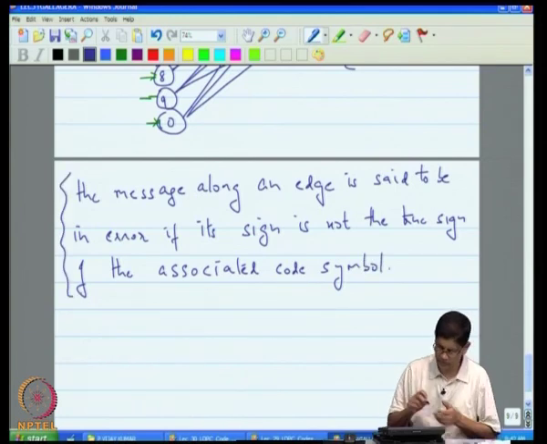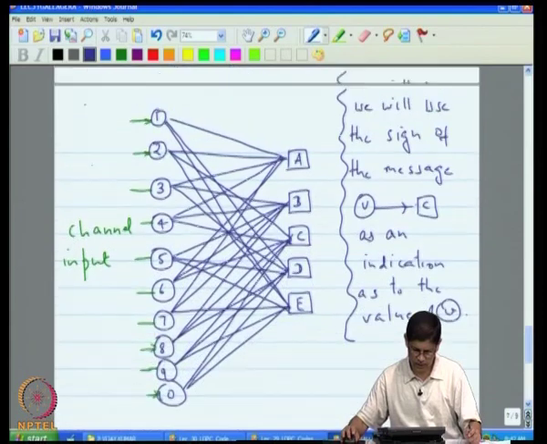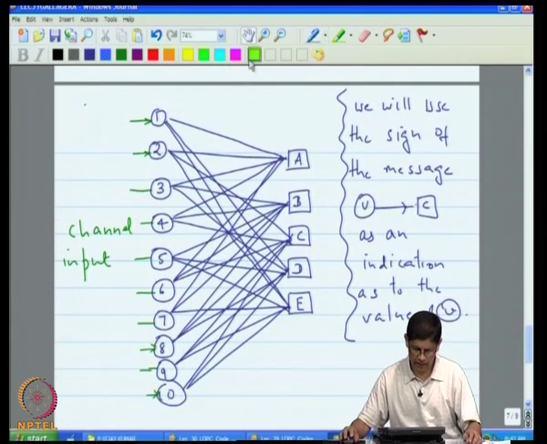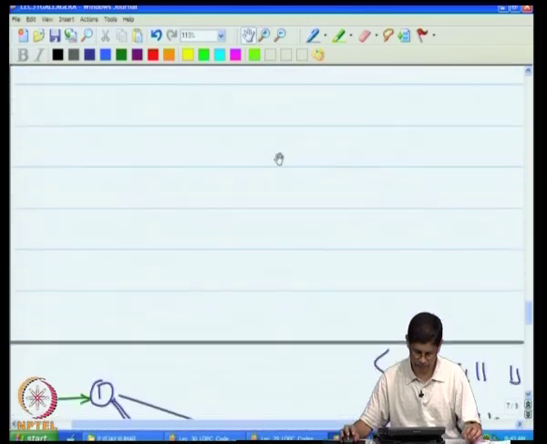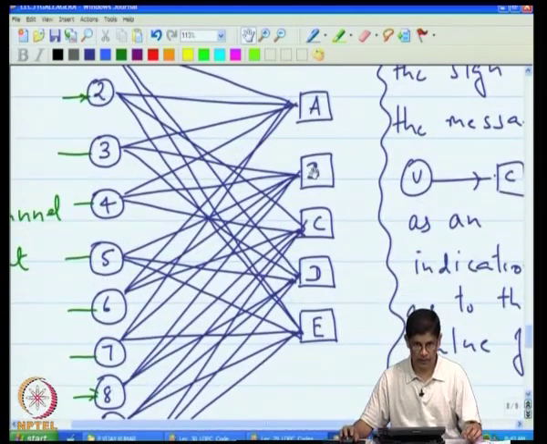Now, the messages are being passed in both directions. So, it is meaningful to talk about a message in either direction being an error, because for example, going from here to here, we look at the sign of this message and then compare it with the true value of this. If you are looking at a message going from here to here, we compare the sign of this message with the true value of this particular code symbol. So, in both cases it is quite meaningful to talk about the value of a message being an error.